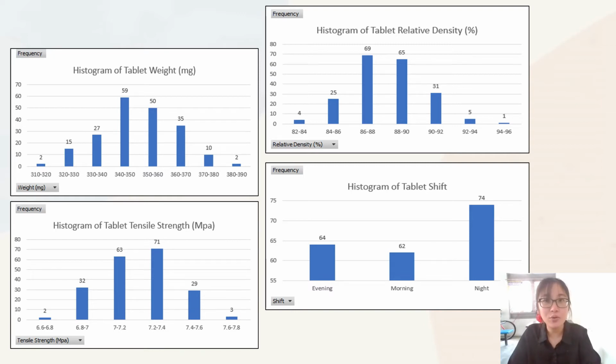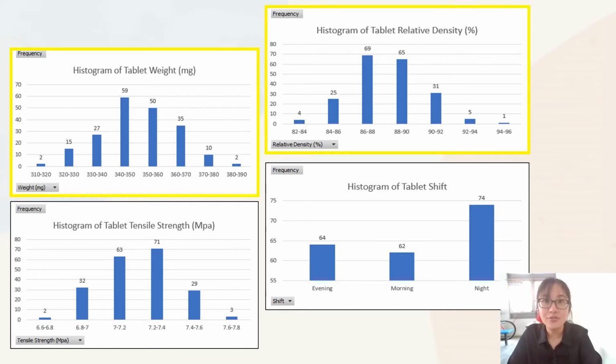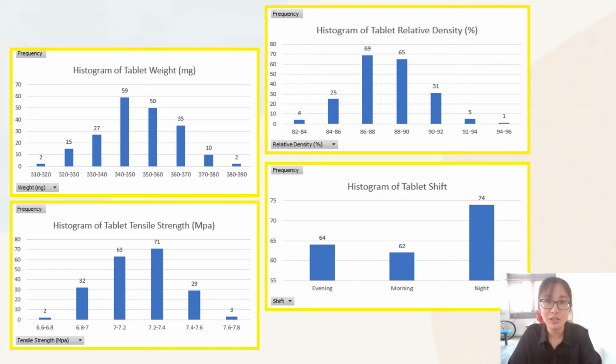From the histogram of 200 sample data, we can observe that the pairs which have weight between 340 to 350 mg has the highest frequency, which is 59. The highest frequency of relative density is 69, which is from the group of 86 to 88%. Besides, most of the pairs has tensile strength in the range 7.2 to 7.4 megapascal. Most of the sample production is taken from the night shift, which are 74 of them.